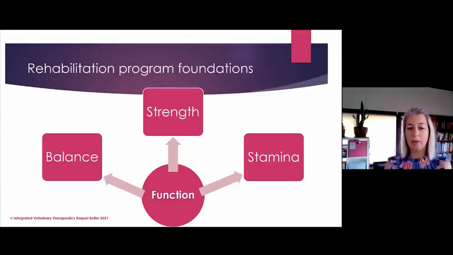So the foundations of a rehab program are going to be a combination of balance exercises and proprioception, strength exercises, and then progressing to stamina and endurance later on in the program. But ultimately, for all of these, we need to have as optimal function as we can. So constantly we want to be looking at the function, because if you're struggling with exercises, then often it's a problem of function. And if you don't have function, it's hard to get all the other things. And you don't want to build strength on an imbalanced body. So that function is really important.